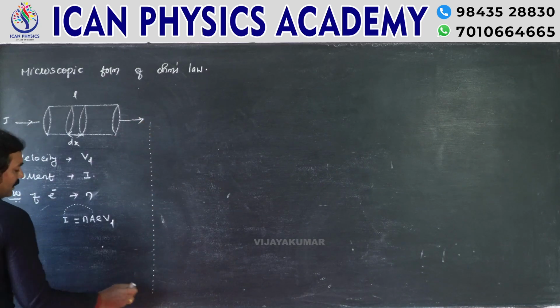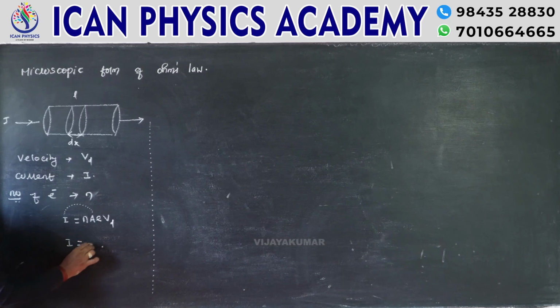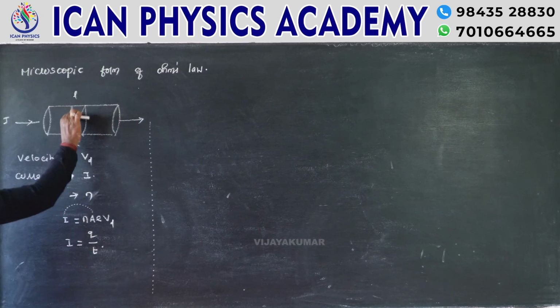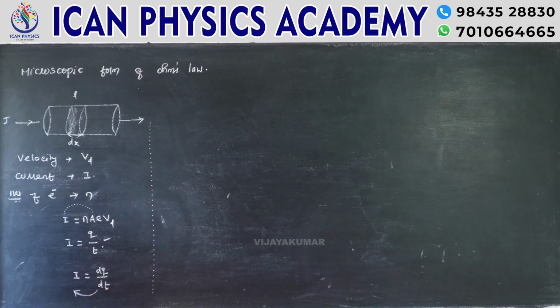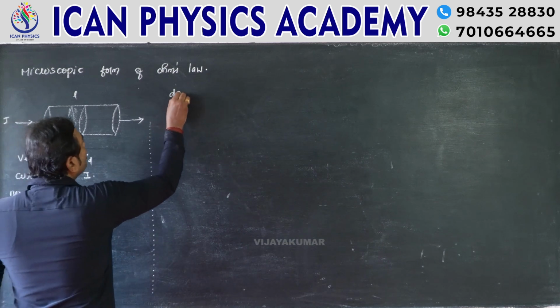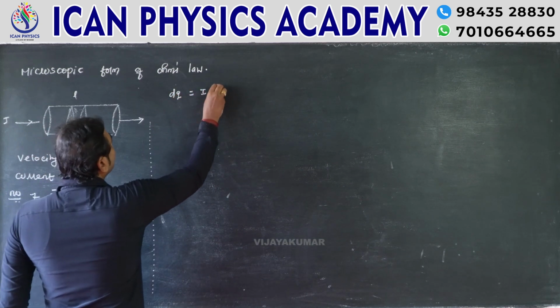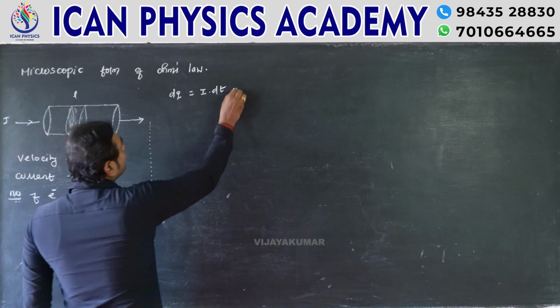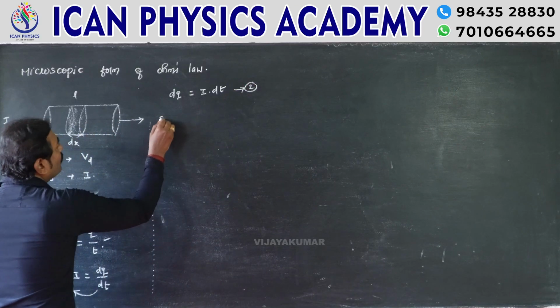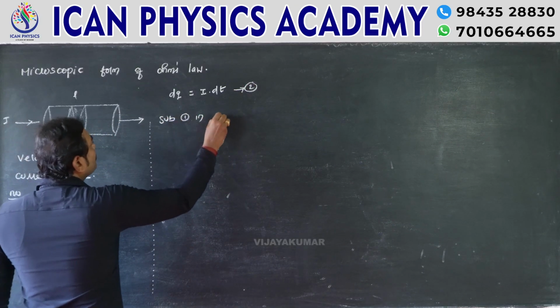The current is defined as the rate of flow of charges. So in this small area, how can we represent I? I equal to dq by dt. Now the division dt comes to the other side as multiplication by dt. So dq equal to I into dt. Now this can be taken as equation number 1, and the earlier relation as equation number 2. Now substitute 1 in 2.